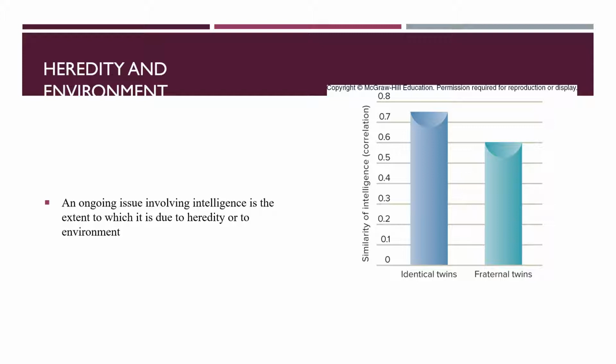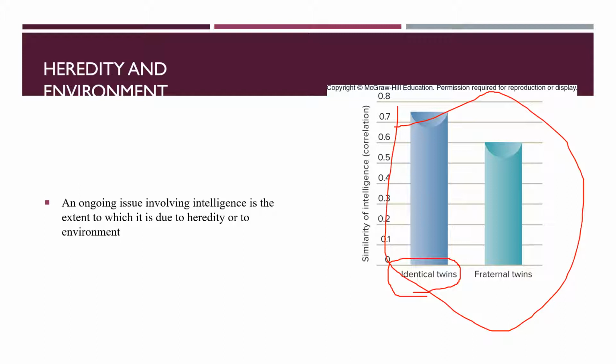If you look at the graph that is outlined for you here, you see identical twins versus fraternal twins. So identical twins, we know, share 100% of their genetic material, whereas fraternal twins only share about 50% of their genetic material. So the similarities here then show that identical twins are more similar than fraternal twins in terms of their level of intelligence, which gives us some pretty strong evidence that heredity makes a really big difference.